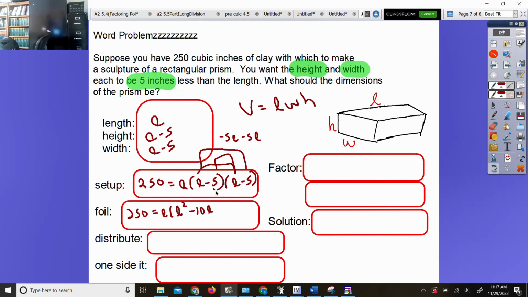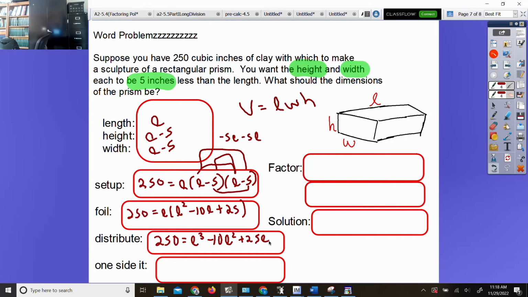So what do you have so far? I have the original L times the result here of L squared minus 10L, and then what's negative 5 times negative 5? That's 25. That's the result of FOILing. Next hint is the distributive property. What can you distribute to that? The L. So 250 is L cubed minus 10L squared plus 25L.